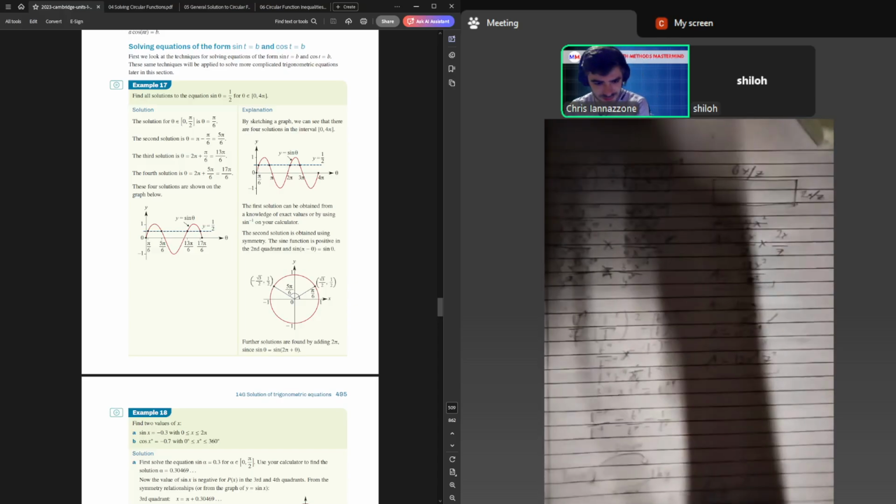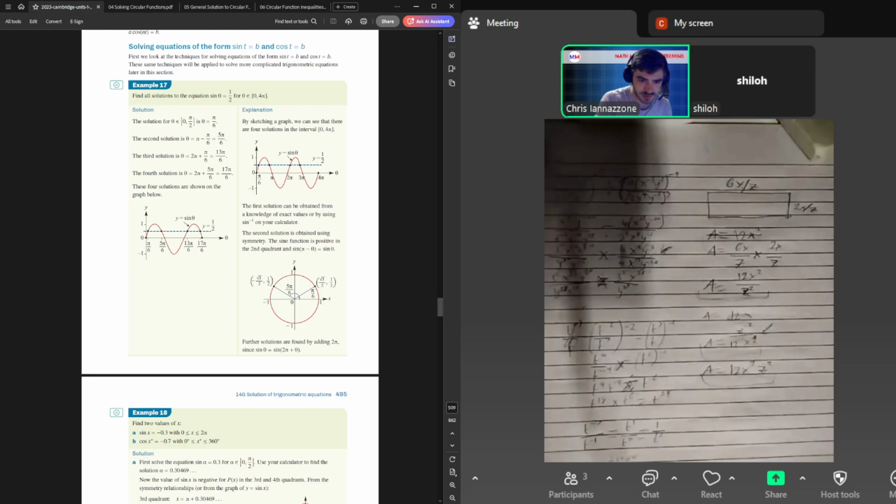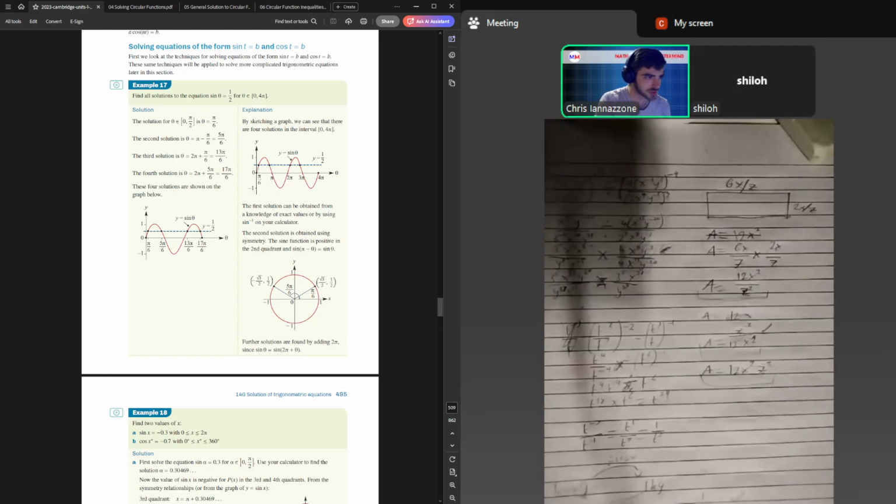Okay, so I believe everything should be up and ready. No double audio, screen share.